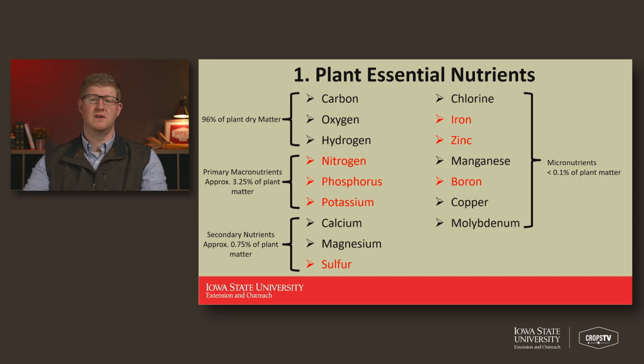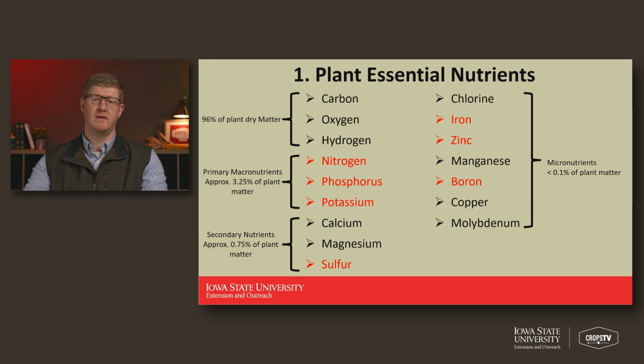Now you'll notice here on the screen that I have 7 nutrients highlighted in red. That's nitrogen, phosphorus, potassium, sulfur, iron, zinc, and boron. And the reason that they're highlighted is because these are the nutrients that we typically see deficiency symptoms of here in Iowa and other surrounding states. The other nutrients that are not highlighted, we typically do not see deficiency symptoms for those. We also typically do not have, at least in Iowa, fertilizer guidelines for these different nutrients.